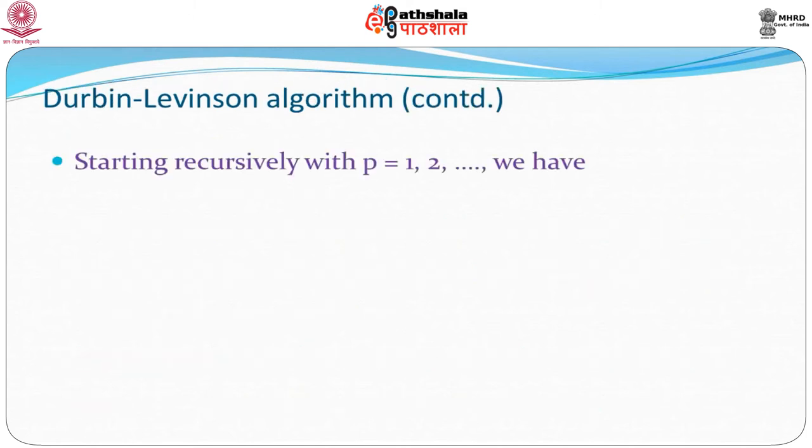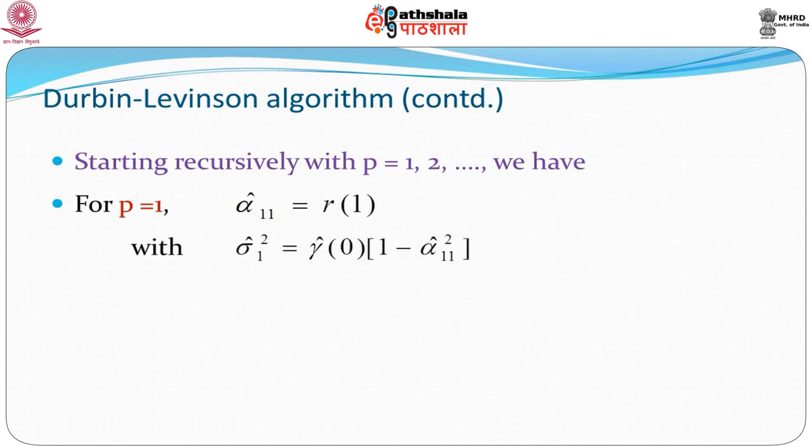Now, let's see how the algorithm works. Let's start recursively with p equal to 1, 2, etcetera. For p equal to 1, we have a single parameter alpha 1. We'll call this alpha 1 1 in this case. So alpha 1 1 hat, as we have already seen, is equal to r1, and the variance comes out to be the error variance. So sigma 1 hat square would be gamma hat naught into 1 minus alpha 1 1 hat square. This is the usual regression type of estimates that we get.